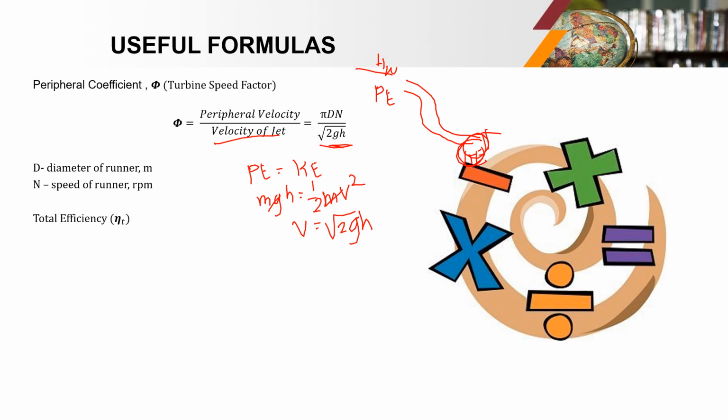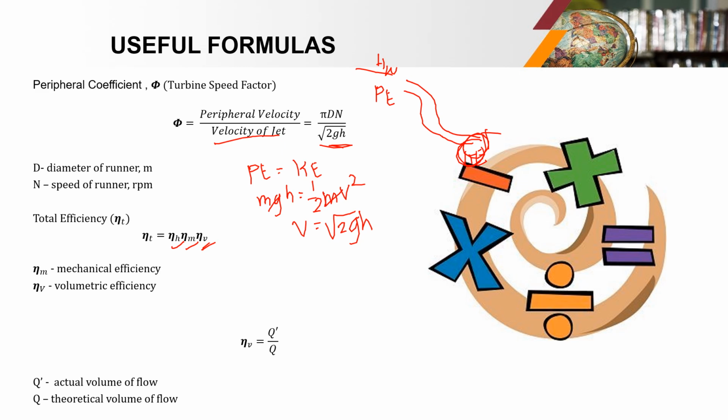Then, the total efficiency of the turbine is just the product of the hydraulic efficiency, mechanical efficiency, and the volumetric efficiency. The mechanical efficiency, I mean, not the motor efficiency. So, the volumetric efficiency is Q prime over Q. Alin ba yung Q prime? The actual volume of flow. And Q is the theoretical volume of flow.